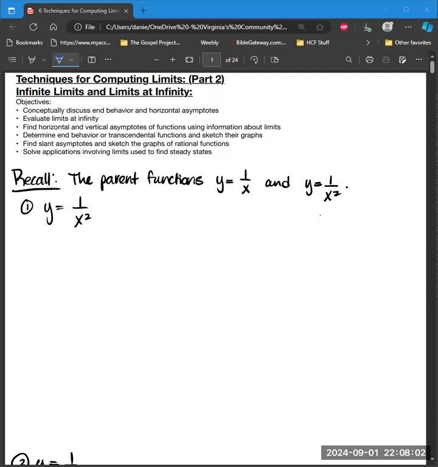Our objectives will be to conceptually discuss end behavior and horizontal asymptotes, to evaluate limits at infinity, to find horizontal and vertical asymptotes of functions using information about limits, to determine end behavior of transcendental functions and sketch their graphs, to find slant asymptotes and sketch the graphs of rational functions, and to solve applications involving limits used to find steady states. Steady states are going to be things where the limit goes to infinity.